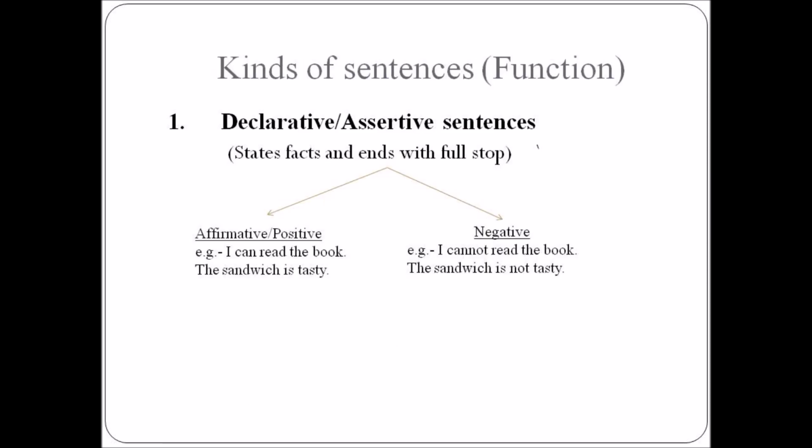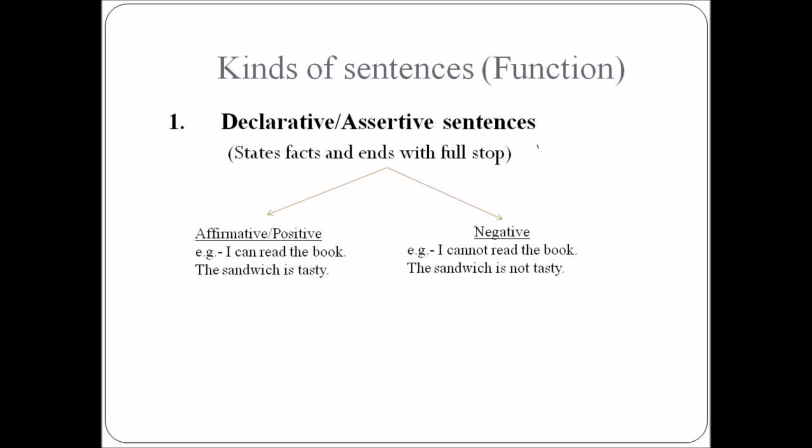Now let's study kinds of sentences according to function. The first kind is declarative sentences. We can also call these declarative sentences as assertive sentences. These sentences state some facts and ends with the full stop. Declarative sentences are of two kinds. First is affirmative or positive and the other one is negative.